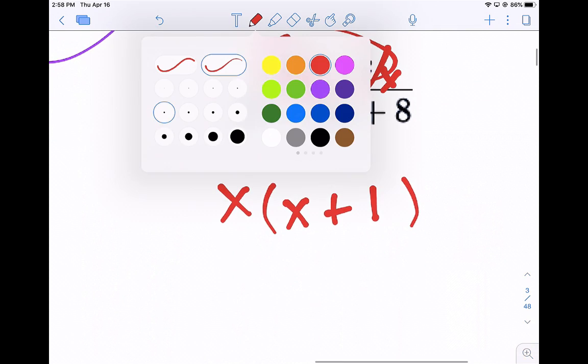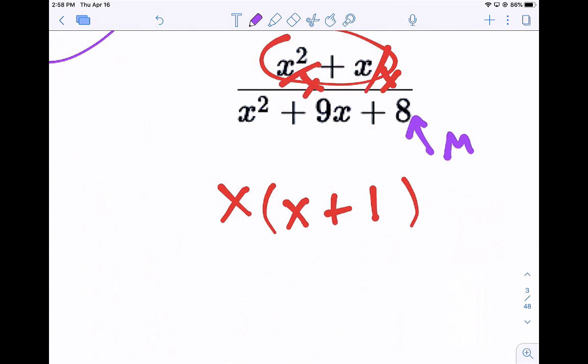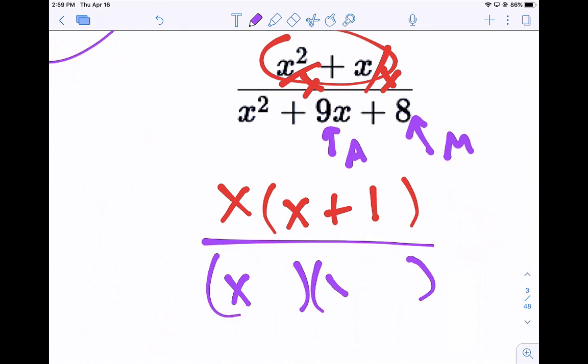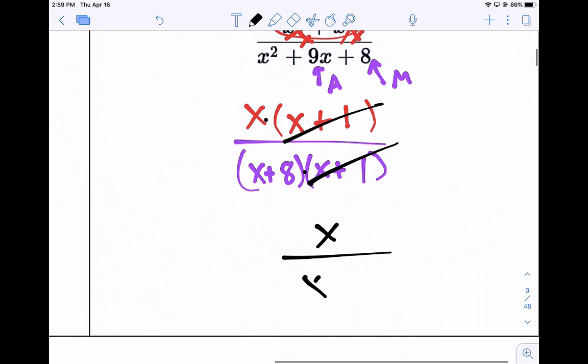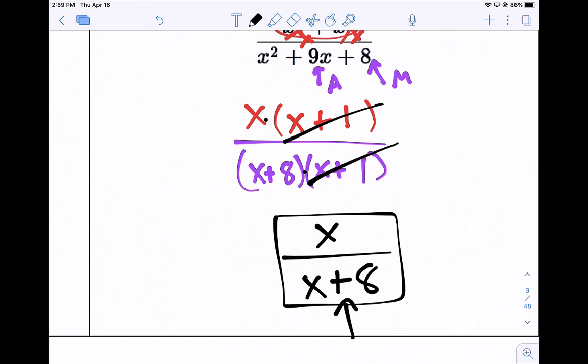The bottom is what multiplies to 8 that adds to 9. And so we'll put x, and let's see what multiplies to 8. That would be 8 and 1. And if we make them both positive, they add to 9. Okay, now we look for things that we can cancel, and they both have an x plus 1 that's being multiplied. So there's that common factor we'll pull out, and our final answer is x over x plus 8. Notice you cannot cross out the x's because there's that plus between the x and the 8. So here's our final answer.